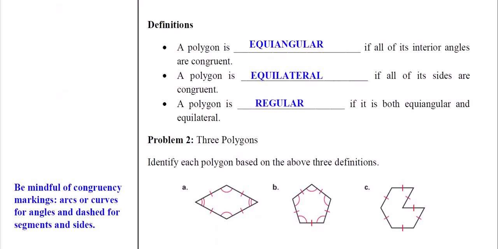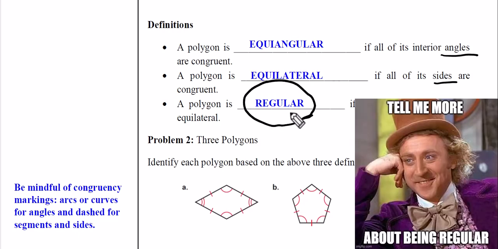In further describing polygons, we've discussed this with triangles. We're going to review it for a moment. A polygon is equiangular if all of the interior angles are congruent. It's equilateral if the sides are congruent. But now, what if it's both? If it's equiangular and equilateral at the same time, we call this polygon a regular polygon.